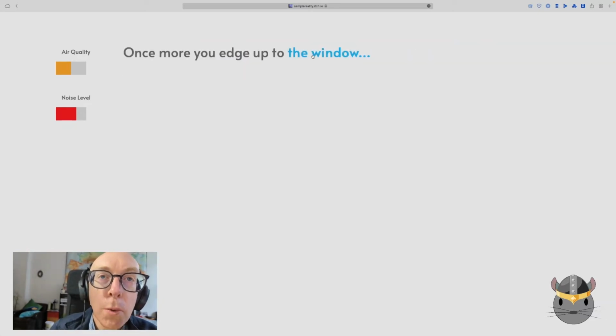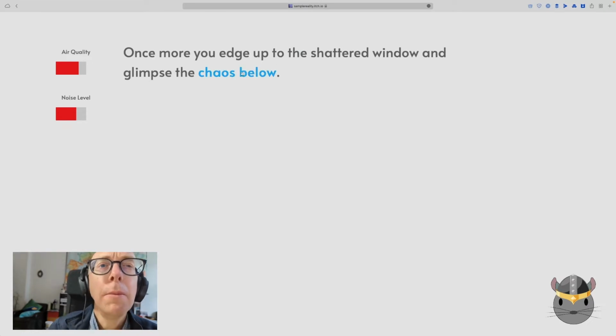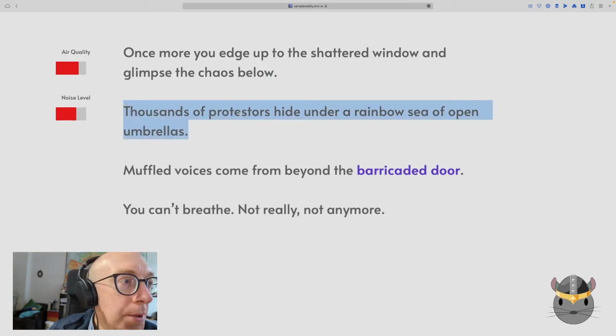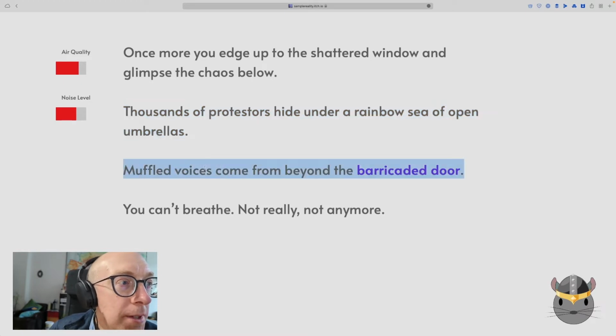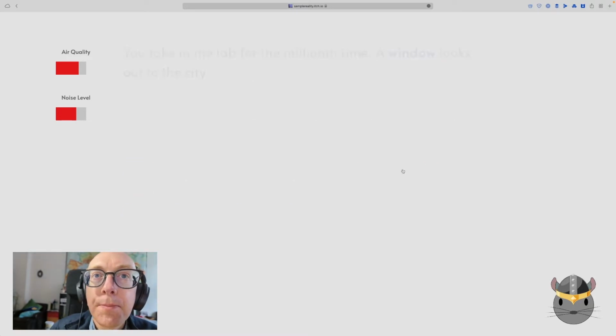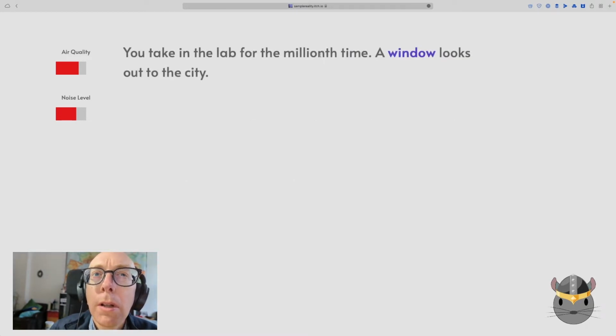Once more, you edge up to the window. And scan the chaos below? I feel like we've already been here. Oh, no. Thousands of protesters hide under a rainbow sea of open umbrellas. Muffled voices come from beyond the barricaded door. You can't breathe. Not really. Not anymore. Barricaded door. Huh.